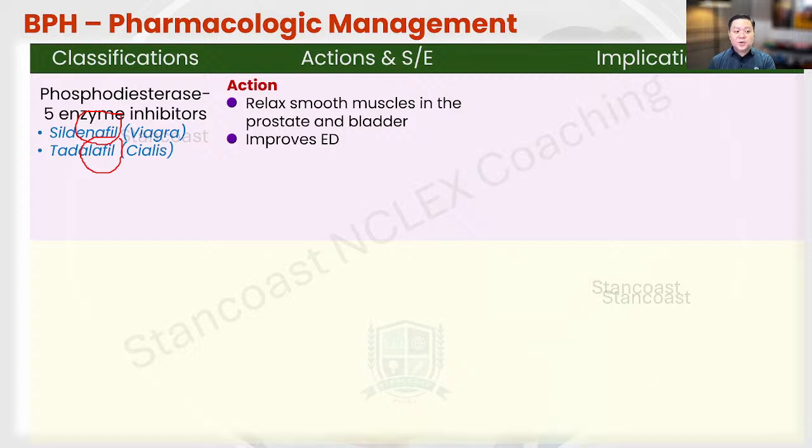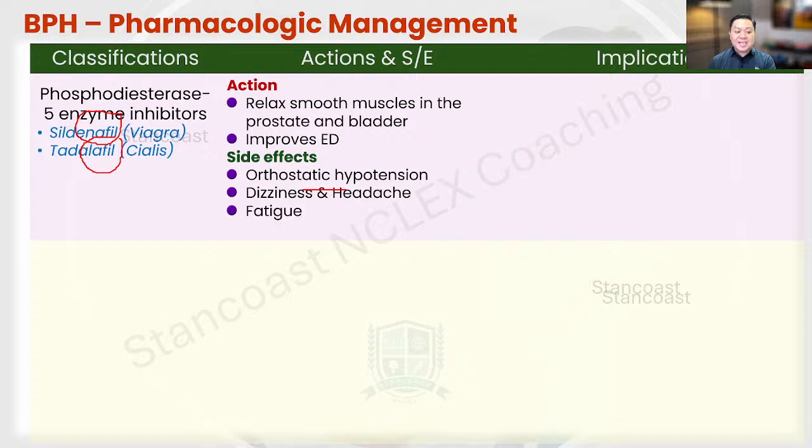And so you have to monitor for the side effects of this medication. One of those is orthostatic hypotension, so keep that in mind. Those Cialis can cause orthostatic hypotension, and it can lead to dizziness and headache. And there's also going to be fatigue and retrograde ejaculation. So please take note of these sexual dysfunction and weird side effects.